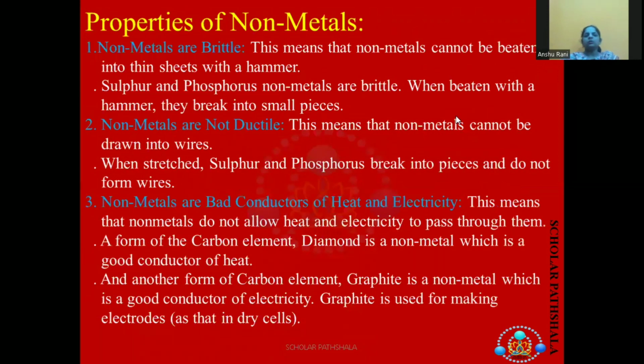Properties of non-metals. Non-metals are brittle. They can't be beaten to form thin sheets. If you take coal and try to hammer it, it can't be stretched to form a sheet, but it will break up. So it is brittle in nature. They are not ductile. They can't be stretched to form wires. They are bad conductors of heat and electricity. An exceptional case is graphite. Graphite is used to make electrodes in different cells because it is a good conductor of electricity.